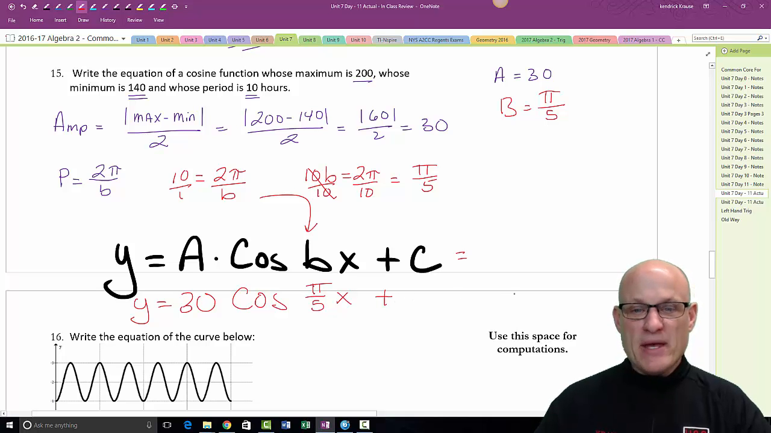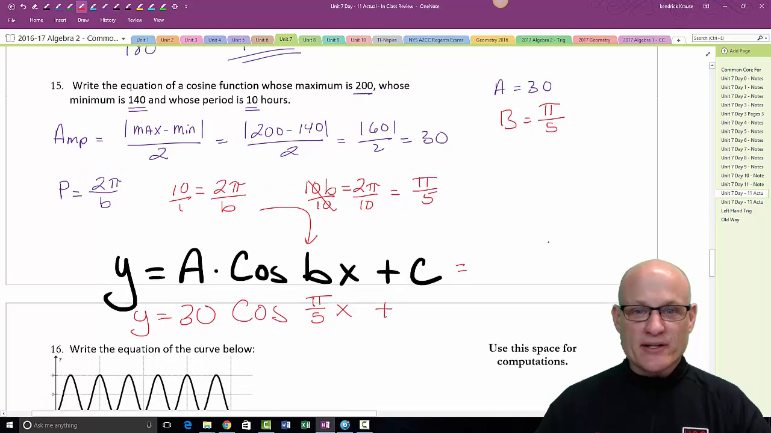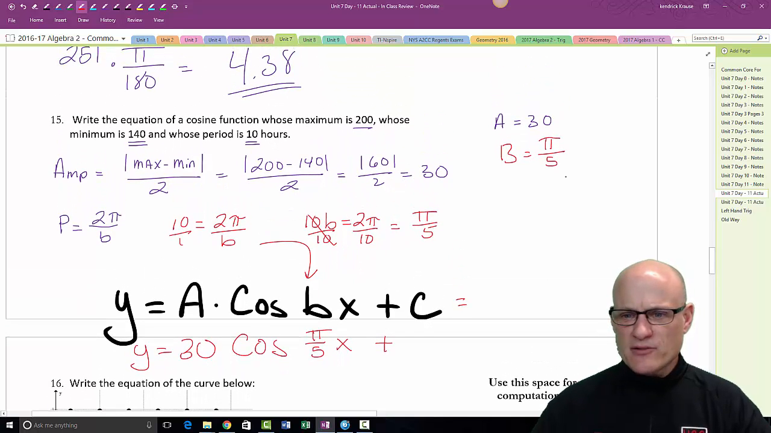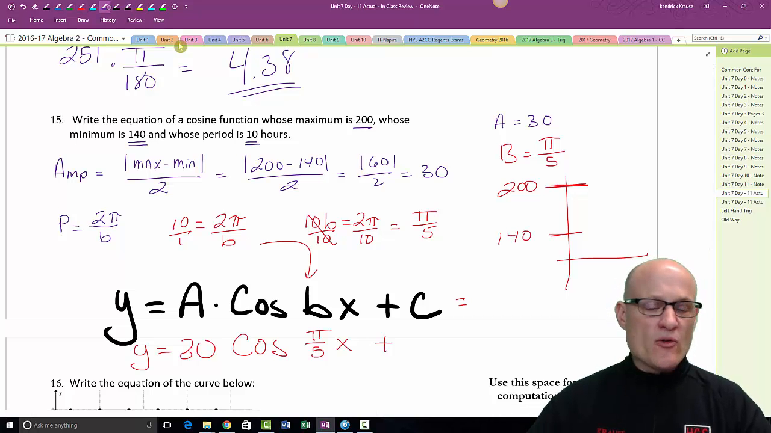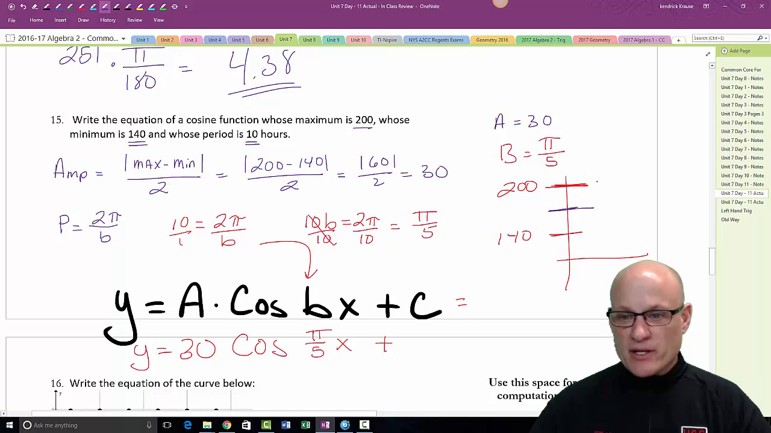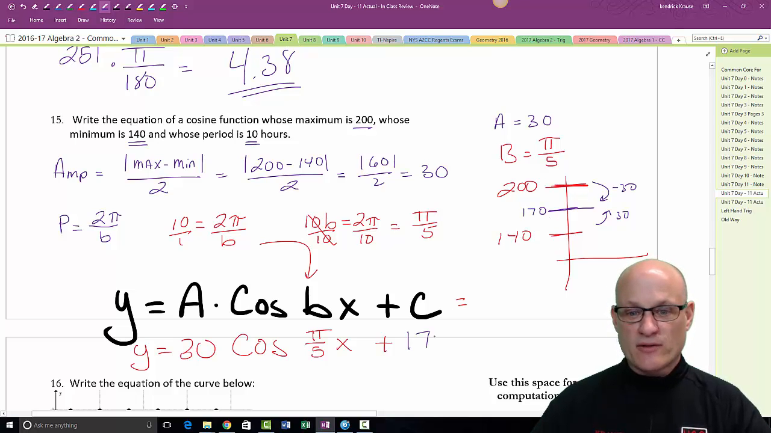Now I just need a midline. Well, let's think about this. If I was looking at my axes and my maximum was 200 and my minimum was 140, we know that the midline runs right in the middle, down 30 or up 30. That will be our midline of 170, so plus 170. So that was kind of a tricky question, but there's the answer right there.